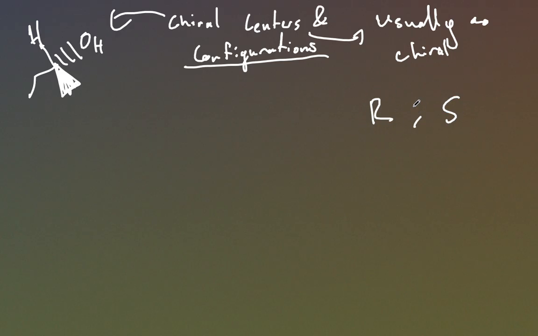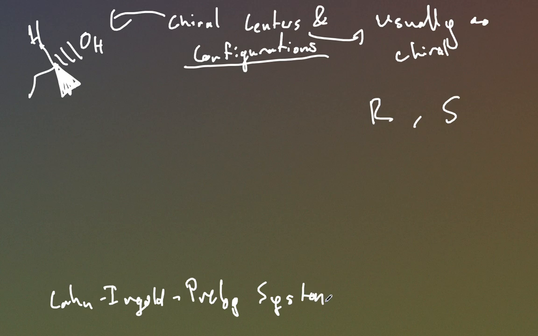So how you determine which configuration this is called the Cahn-Ingold, and then there's something else I can't remember off the top of my head. Give me a second. Cahn-Ingold-Prelog system. And this may come up later in your study.